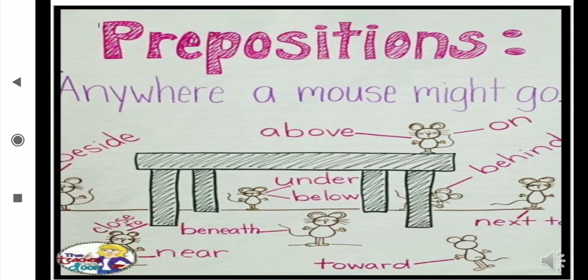One noun is mouse and the other noun is table. What is the relation between these two nouns? We are seeing it now in this picture. Anywhere a mouse might go: near the table, above the table, on the table, behind the table, below the table, next to the table, toward the table, beneath the table, close to the table, beside the table. All these words show the relation between mouse and table, and all these words come under the prepositions.